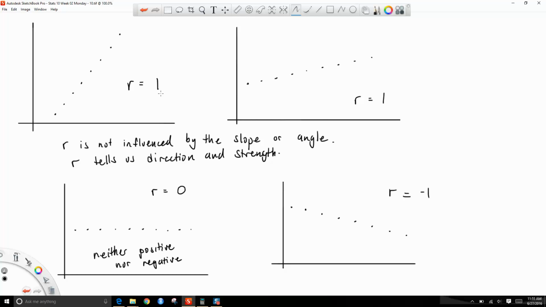So the relationship is either positive or negative or neither. Those are the only options you have for the direction. It's either a positive direction, negative direction, or neither, okay? And then as far as strength goes, you can have weak to strong. And so r only tells us the direction and the strength. So all of these other things don't tell us anything about r.